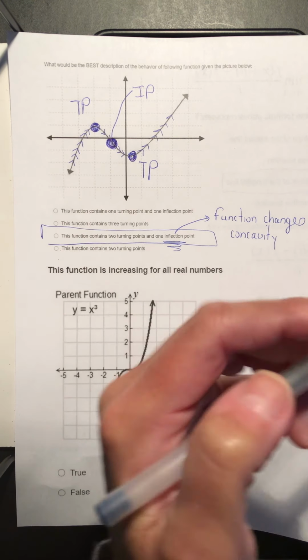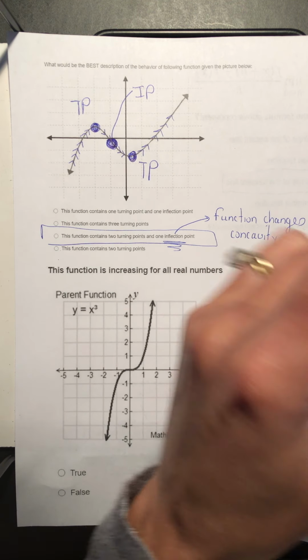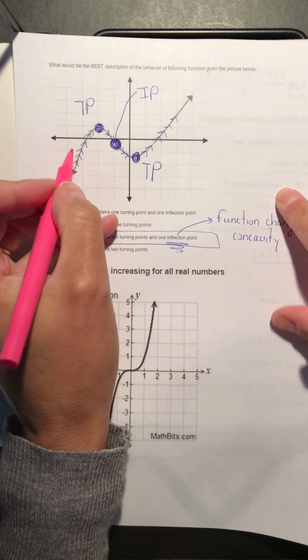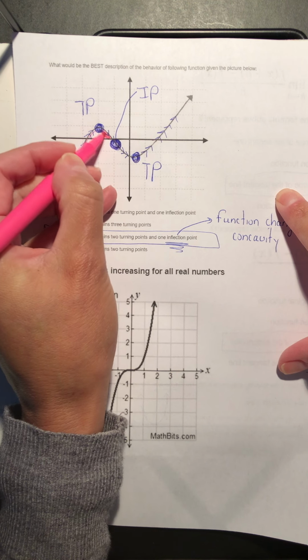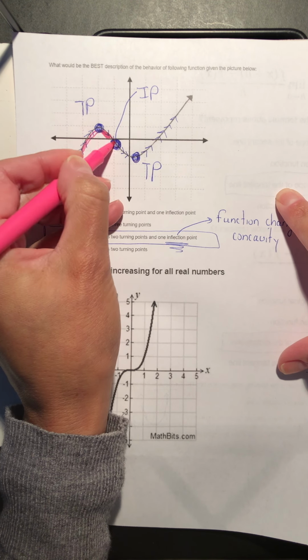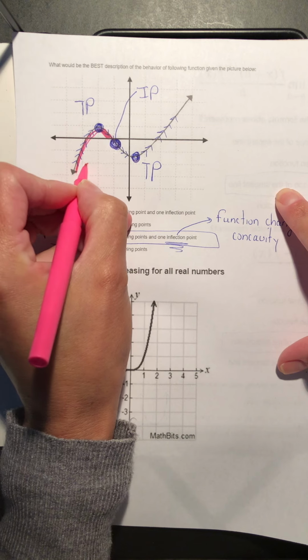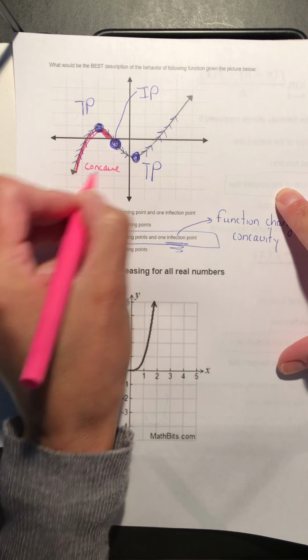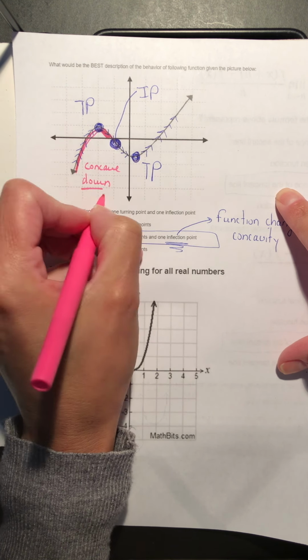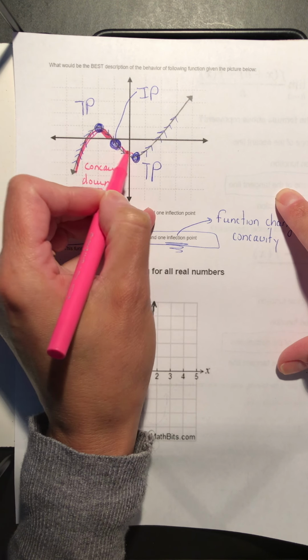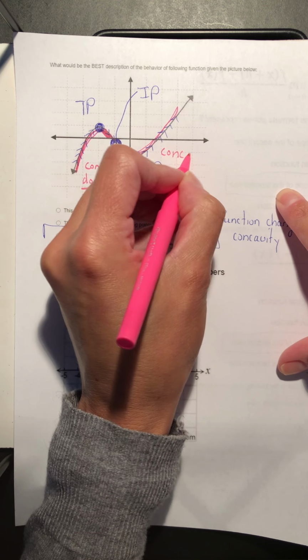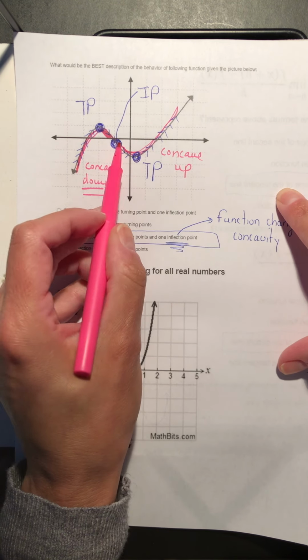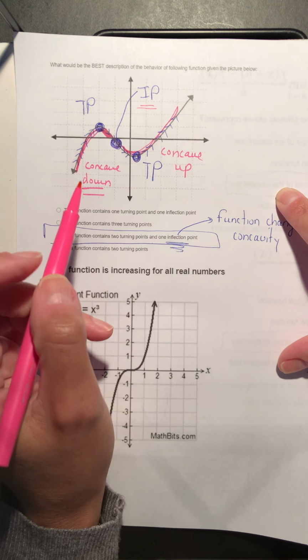okay? So maybe I can highlight this in a different color. If you look at this part of the function here, right? If I just trace this part of the function, hopefully you guys can see that okay. This part of the function is concave down, right? But this part here that looks like an upward shaped bowl is actually concave up. So the function changes concavity at this point, which is called an inflection point, okay?